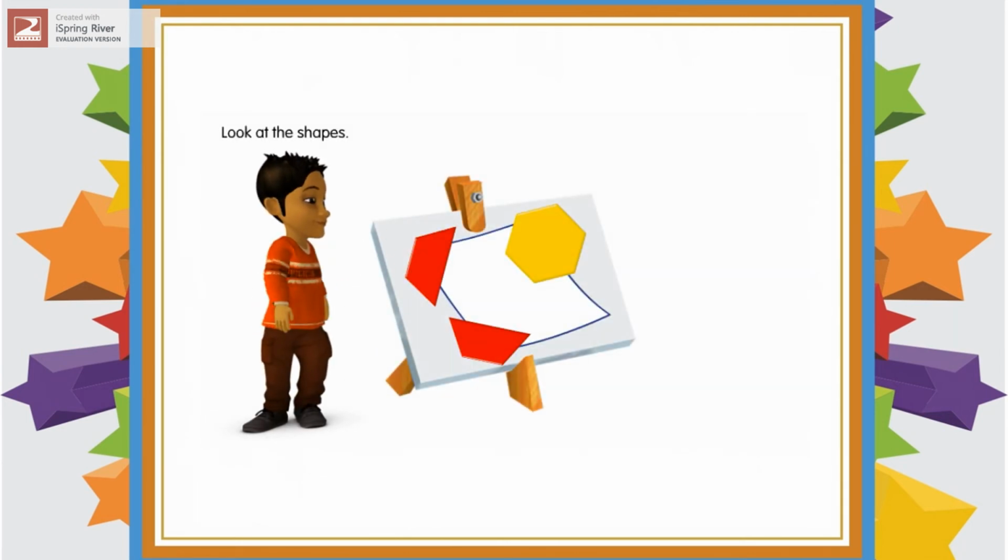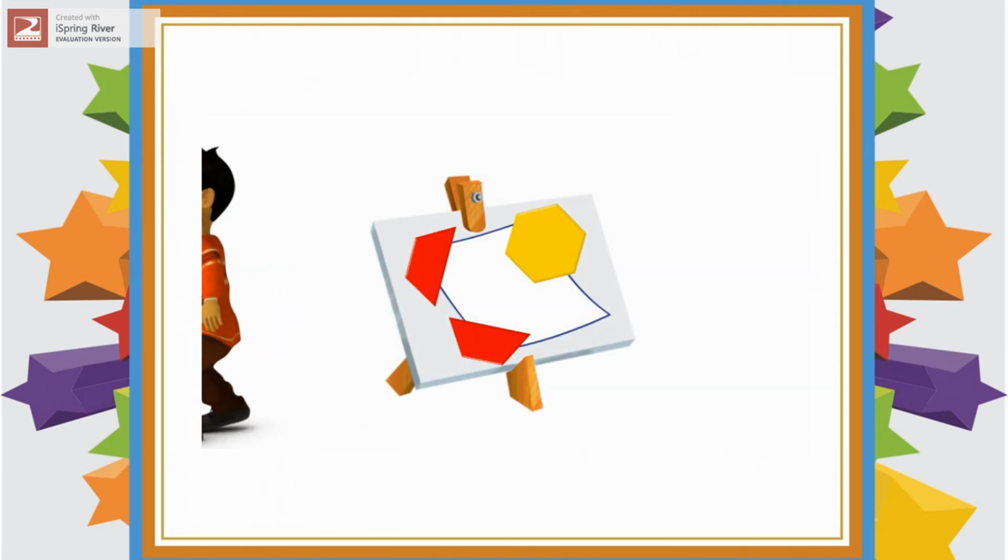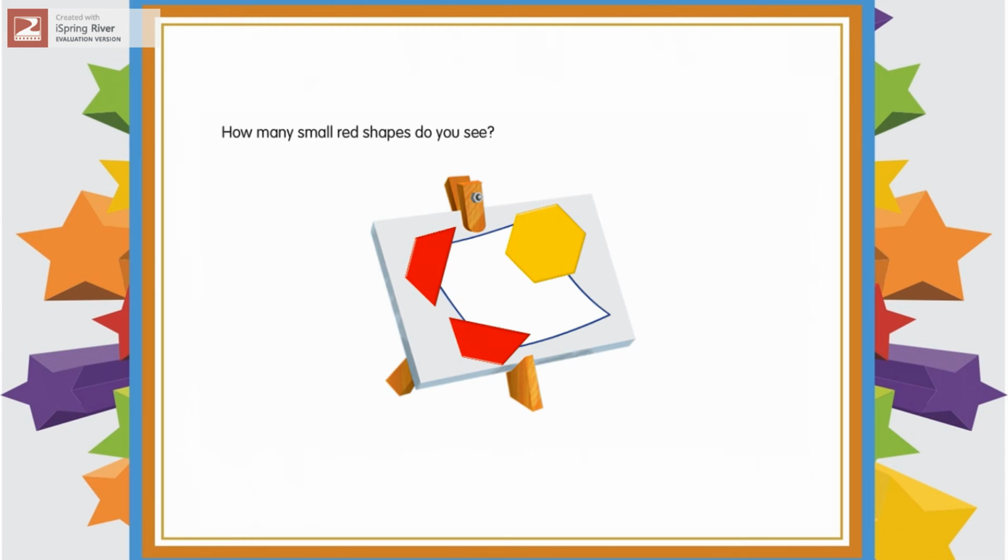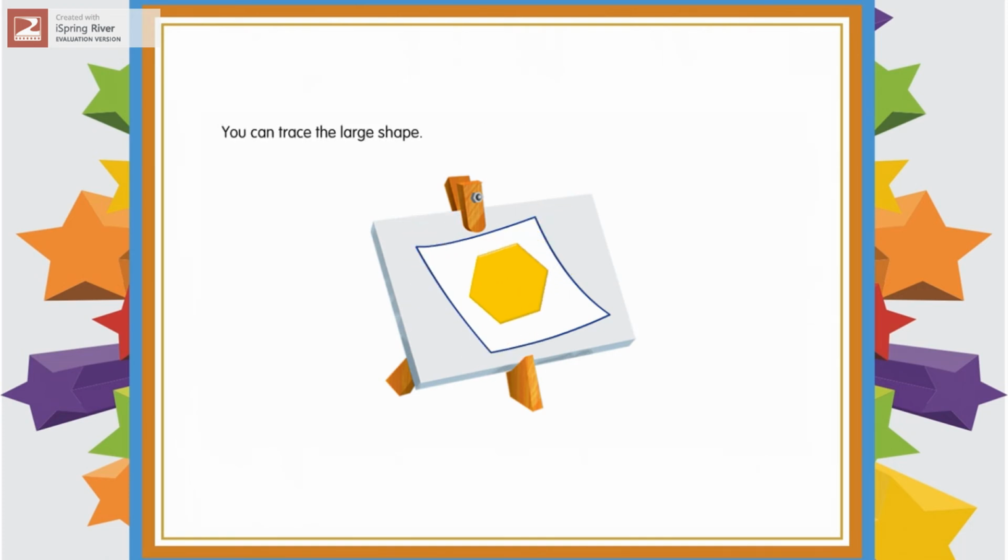Look at the shapes. How many small red shapes do you see? 2. How many large yellow shapes do you see? 1. You can use smaller shapes to make a large shape. You can trace the large shape.